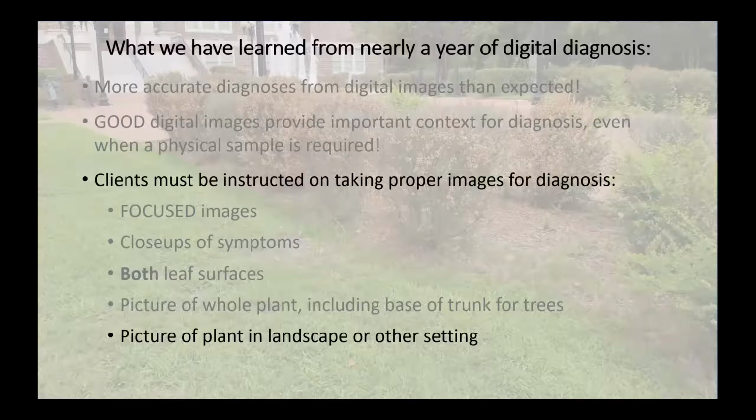One thing that people often forget about is to include a picture of the plant in the landscape or whatever other setting it's in, like a greenhouse. That allows us to see the pattern of the problem in the landscape and can also provide a lot of clues if the problem's abiotic particularly.